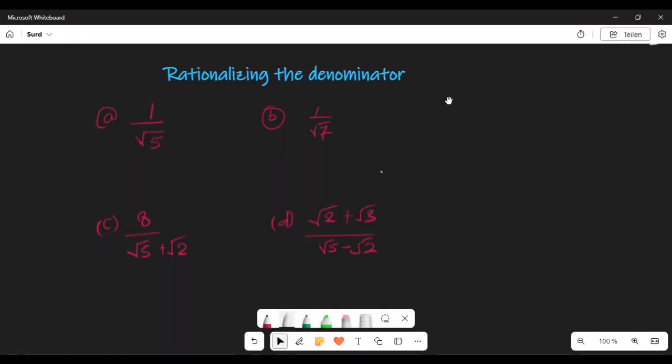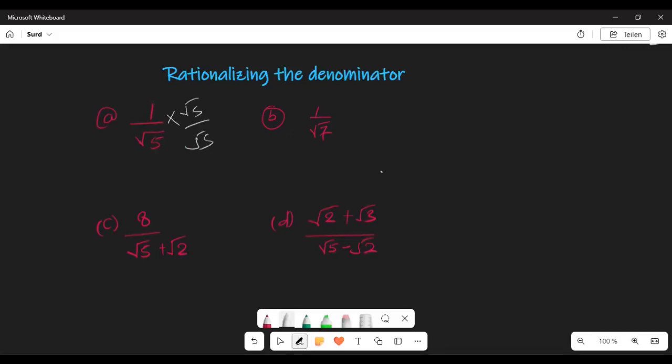In this video, we're going to look at rationalizing the denominator. How do we calculate surds when they are present in the denominator in fraction form? So we have a, which is 1 over root 5. In this case, it's so easy. We're just going to multiply both sides by root 5 over root 5.